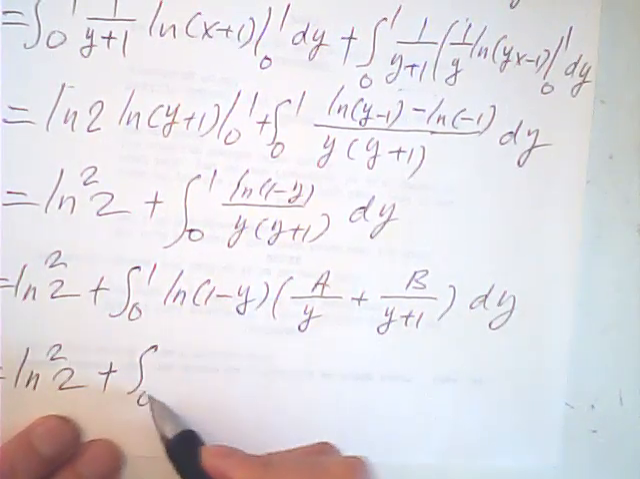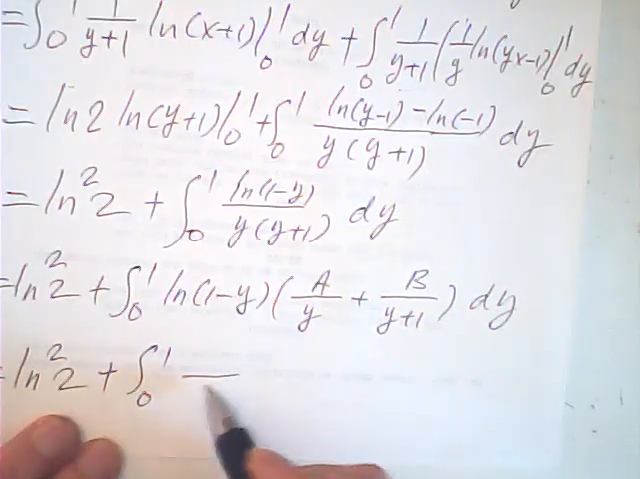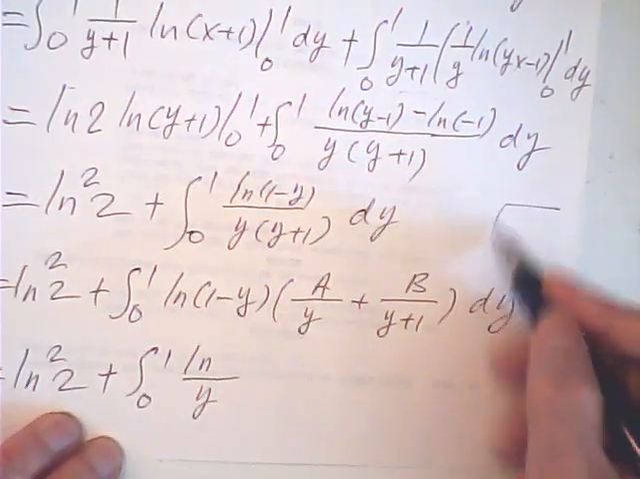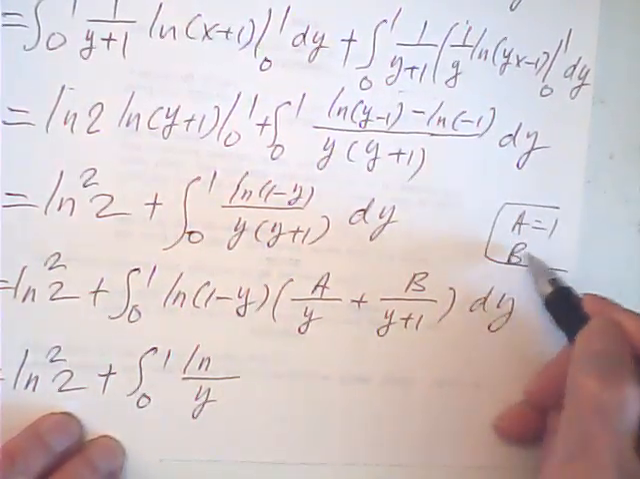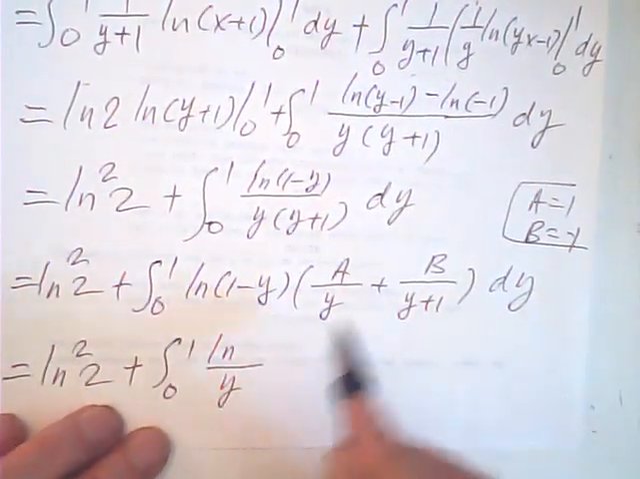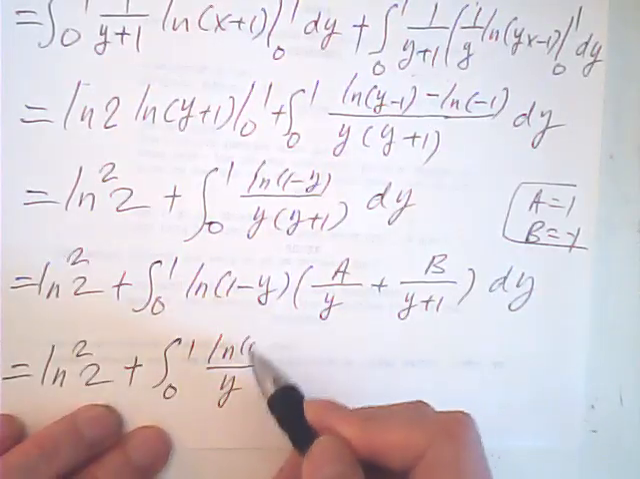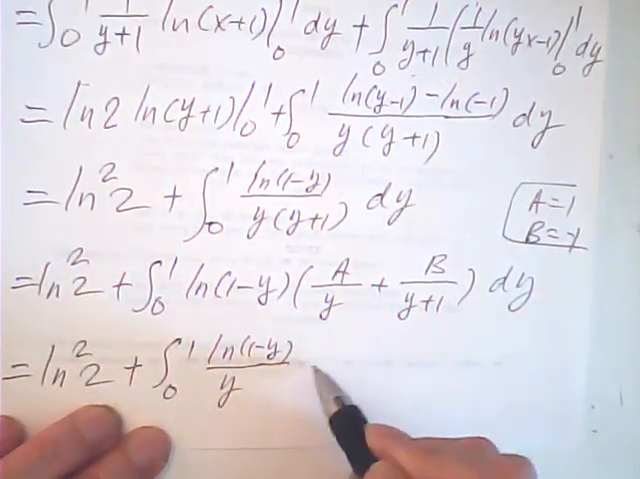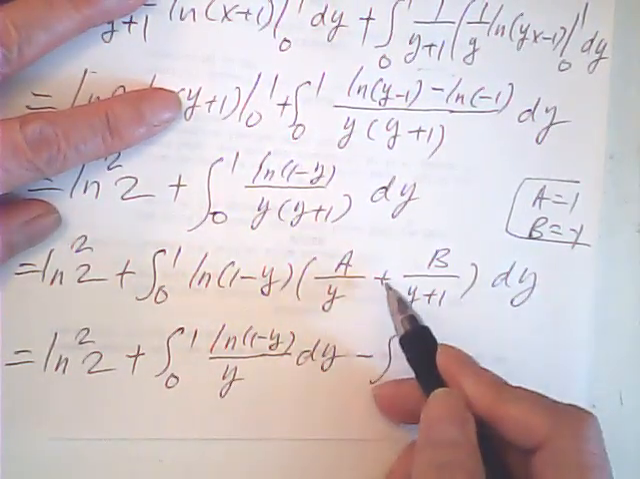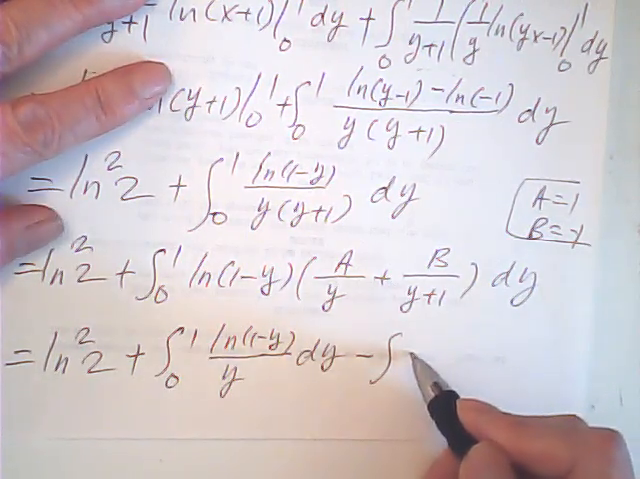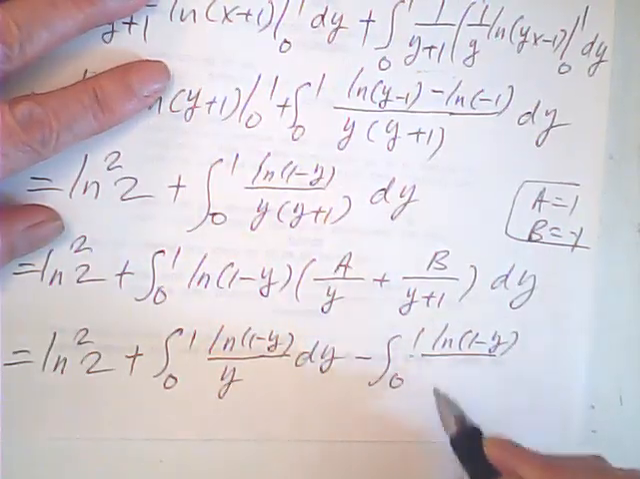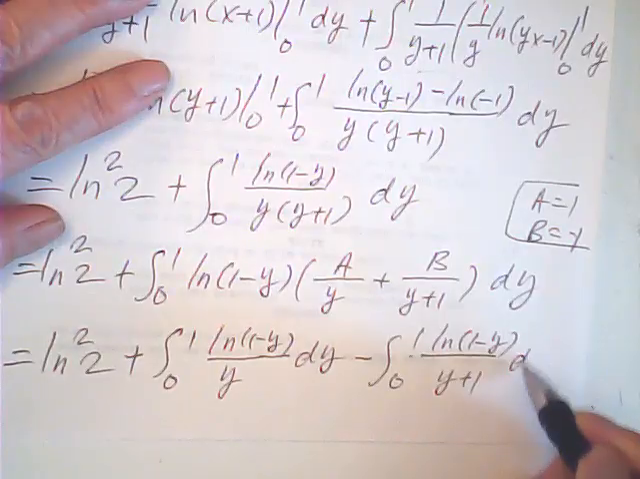So there are two integrals. One is a y, log a, equal to 1, b equal to negative 1. This is the work I've omitted. So now this is 1, right? So log 1 minus y dy, minus, because this is negative, from 0 to 1, log 1 minus y, this is y plus 1 dy.